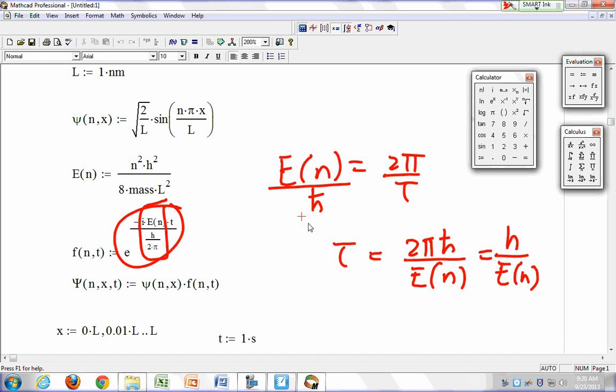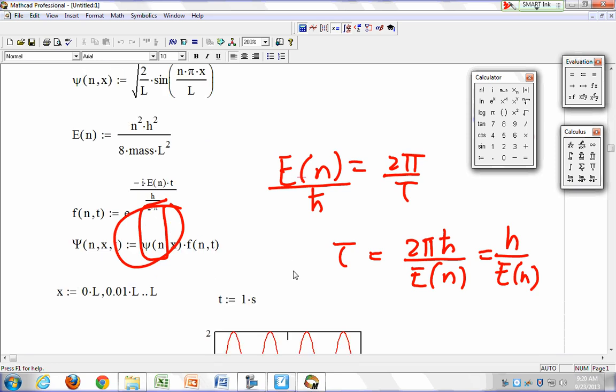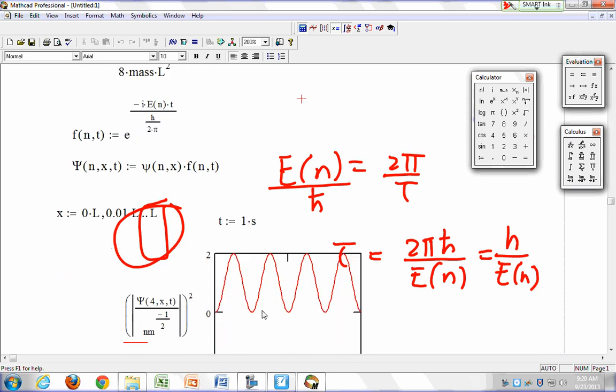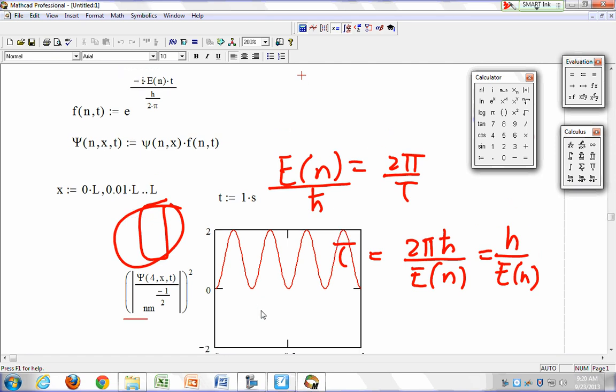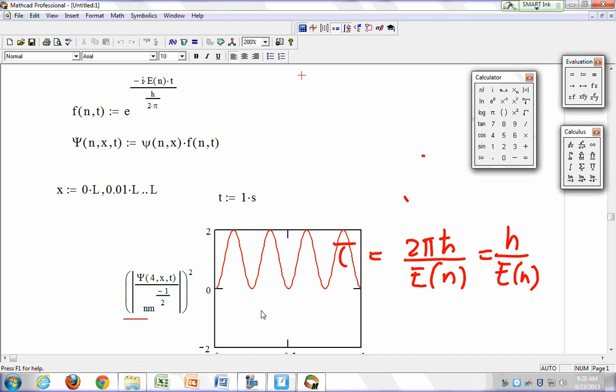So I'm going to cycle my time from 0 to tau. I'm going to generate an animation of this graph with my time advancing from time 0 to tau, and my tau is h over E of n. Okay? So here's what I'm going to do. I'm going to define tau, the period for my cycle, for my function of time. For the nth quantum state, it's going to be equal to h over E of n.